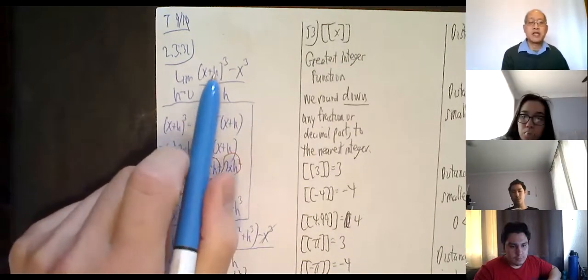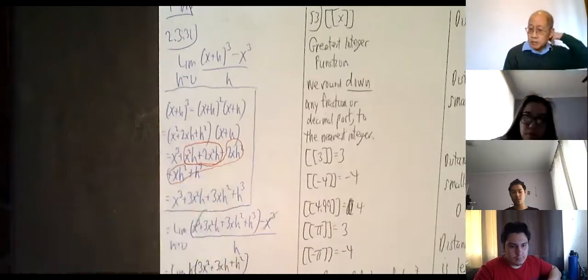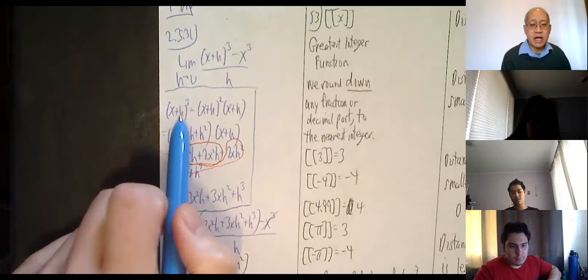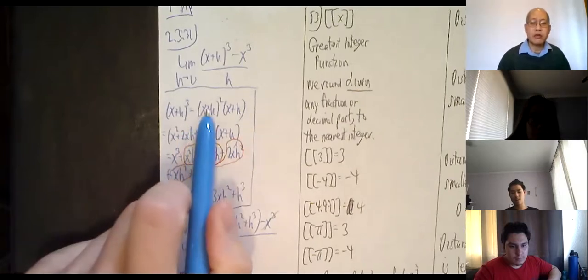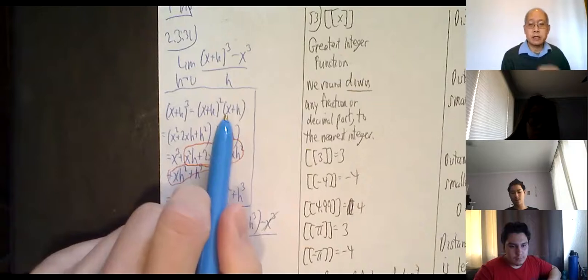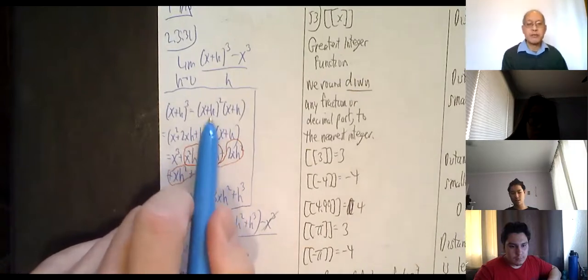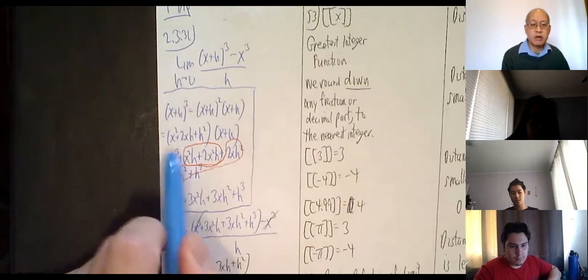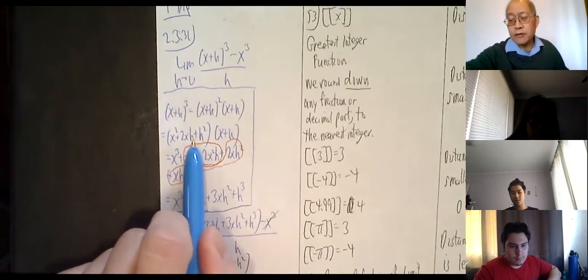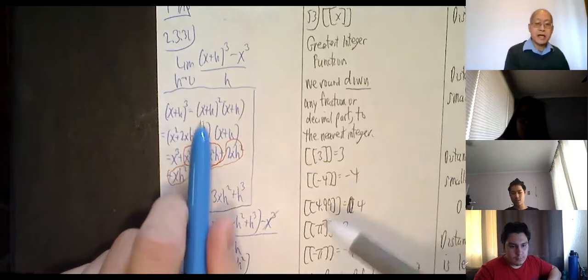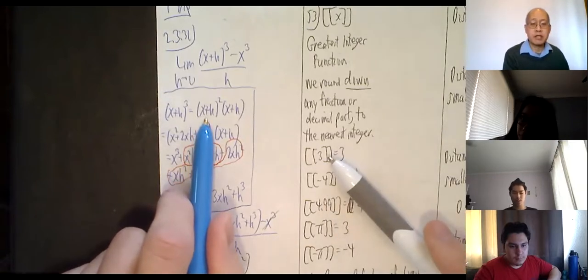So I have to figure out (x plus h) cubed. I took a little time out here to figure that out. The box is my timeout, so to speak. Well, it's (x plus h) squared times another (x plus h). Then I figure out what (x plus h) squared is. It's x squared plus 2xh plus h squared, using the formula for the square of a binomial. That's like (a plus b) squared, which is a squared plus 2ab plus b squared.